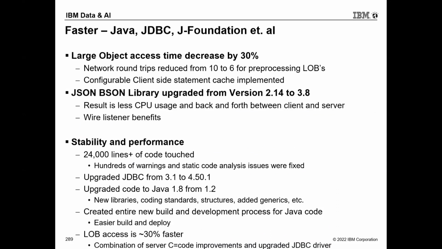Stability and performance: there were 24,000 lines of code touched in Java JDBC, and hundreds of warnings and static code analysis issues fixed. We did an upgrade from JDBC 3.1 to 4.5. Upgraded the Java code from 1.2 to 1.8, and of course since then we've gone even further. Created an entirely new build and deployment process for Java code, making it easier to build and deploy. Large object access is now 30% faster.